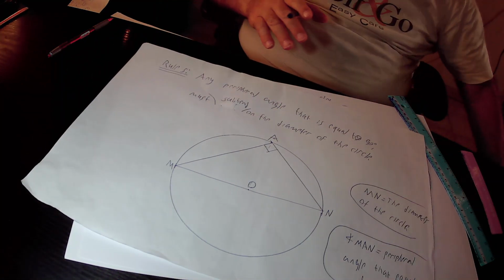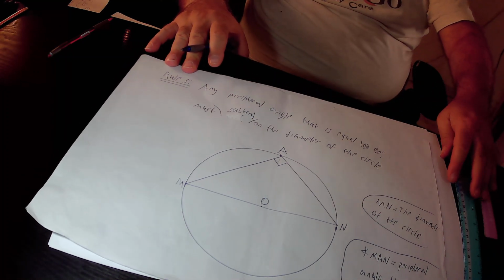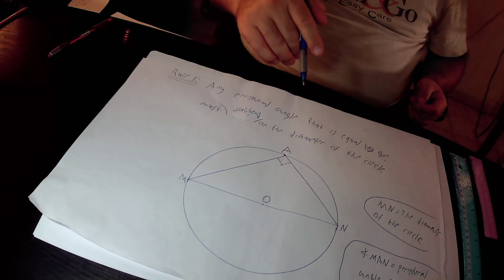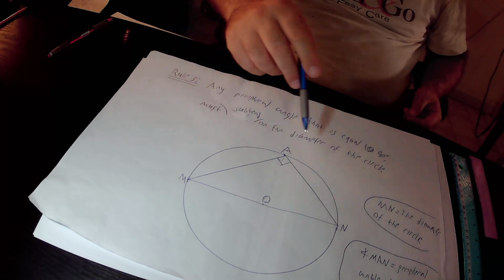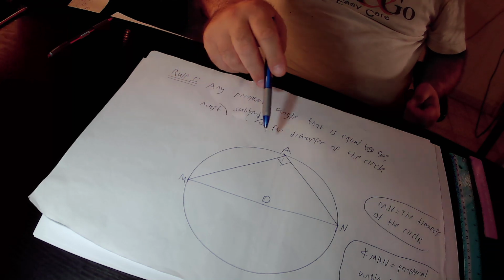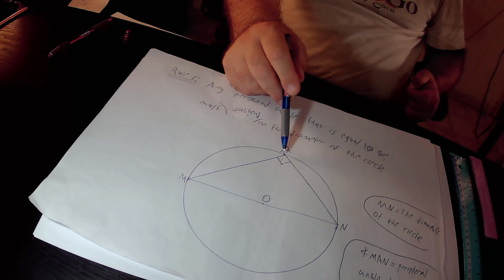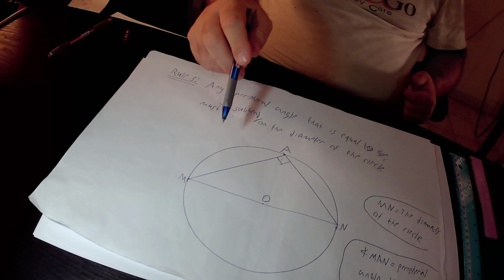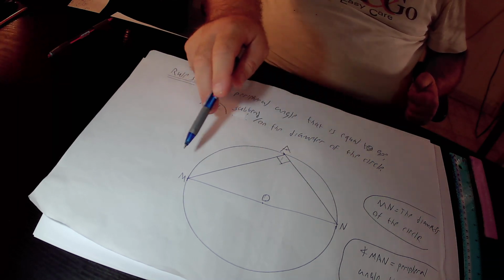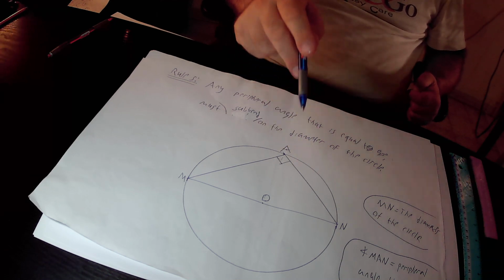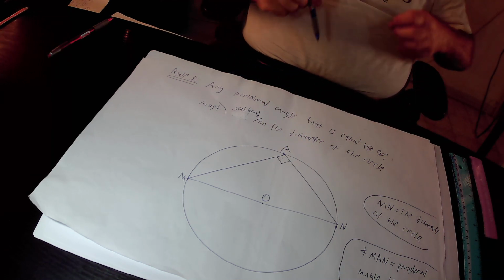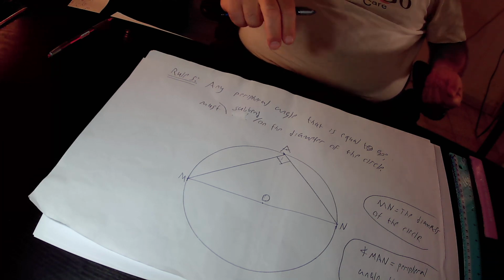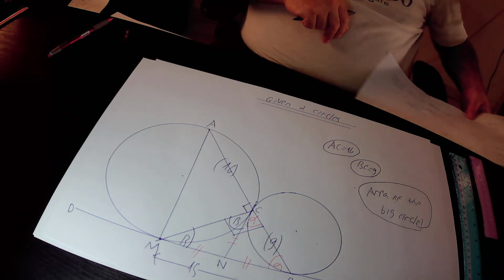According to rule 5, any peripheral angle that is equal to 90 degrees in its size must subtend on the diameter of the circle. Here in the drawing we have a circle. This is peripheral angle MAN. Because peripheral angle MAN is a right angle, that is to say it is equal to 90 degrees in its size, this peripheral angle MAN must subtend on the diameter of the circle. And because peripheral angle MAN subtends on MN, MN must be the diameter of this circle according to rule 5. So we can definitely implement rule 5 in our drawing.